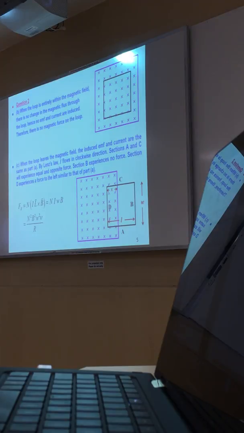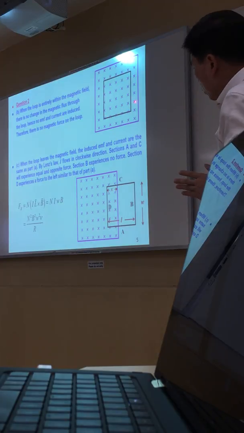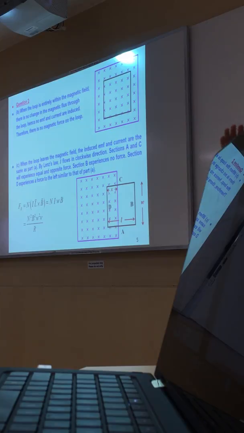You find that although the loop is moving, there's no change in flux because B times A is a constant, correct? So once it's entirely inside, there is no changing flux, so there's no EMF, there's no current, there's no force at all. So the external agent that is moving it inside the loop, theoretically, does no work. There's no need to exert any force.